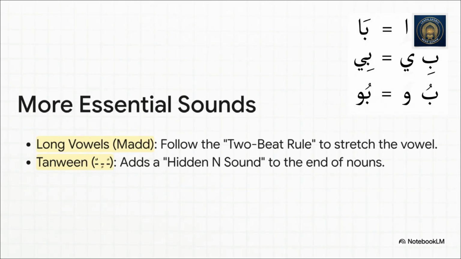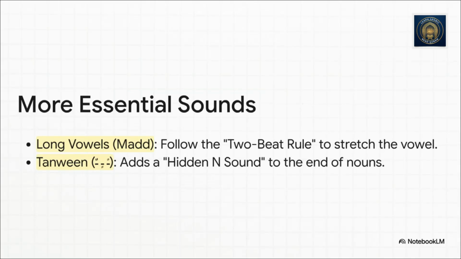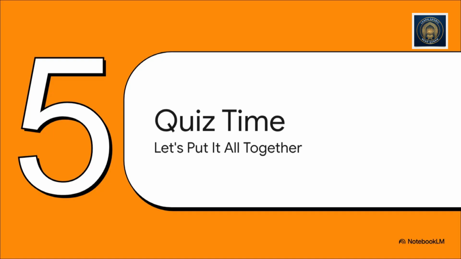And we can't forget 2 other huge concepts. First, the long vowels. This is how we stretch out a vowel sound. We follow the 2-beat rule. So instead of a, it's aa. Instead of i, it's ii. And second is tanween. That's when you see the vowel marks doubled up at the end of a noun. It's a special signal that tells you to add a hidden n sound at the end. An, in, or un.